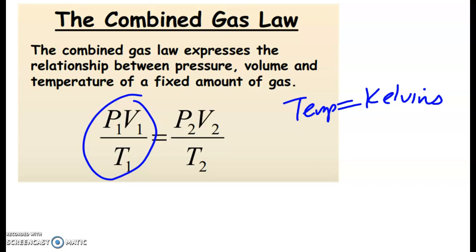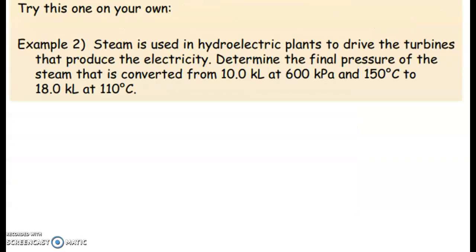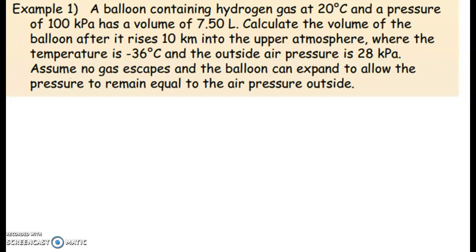So you have pressure, volume, and temperature changes, right? So this calculation is used when you notice that the question involves a change in all three variables. Temperature is always in Kelvin, so that is not changed, and I already mentioned that. Okay, so we'll do one example and I'll have you try one out on your own before we continue with the video.